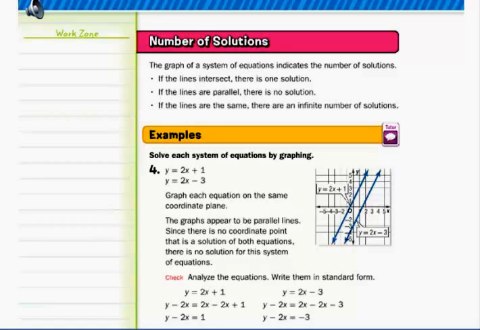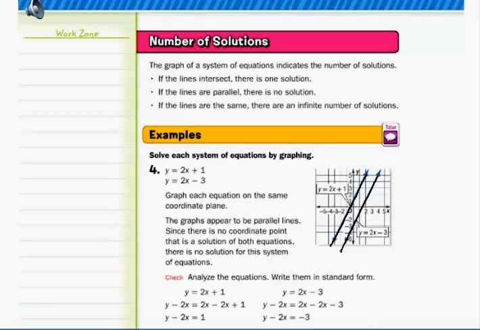So if I graph y equals 2x plus 1, that would be this. Y equals 2x plus 1 will give us this line right here. Okay, that's what they show us. Now, y equals 2x minus 3 gives us this line right here. Notice what kind of lines these are? Parallel. What do you know about parallel lines?